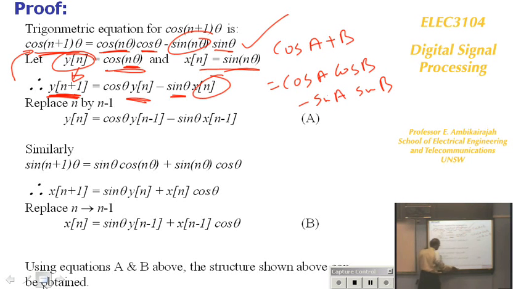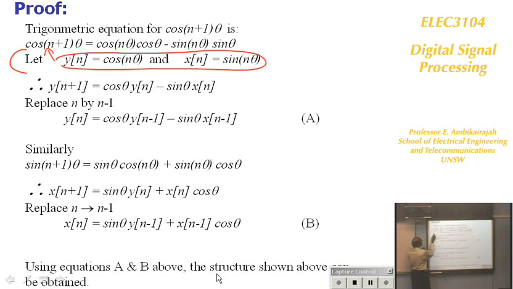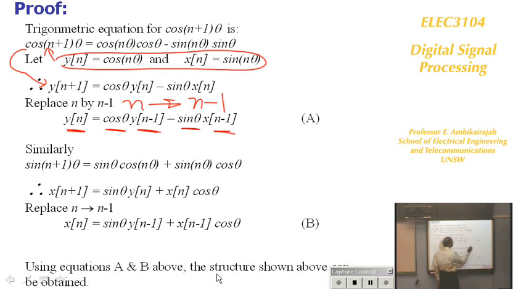Okay? You with me there? Basically, all I'm doing is substituting these ones in this equation. I get that. Now wherever there is n, I replace it by n minus 1. If I do that, this will become yn. This becomes cos theta yn minus 1. This becomes sine theta and xn minus 1. That's my equation A.